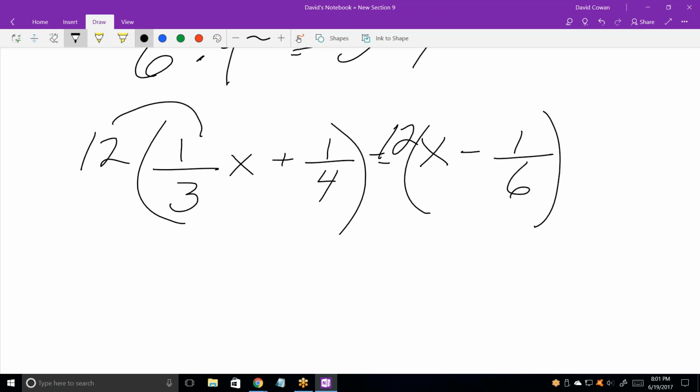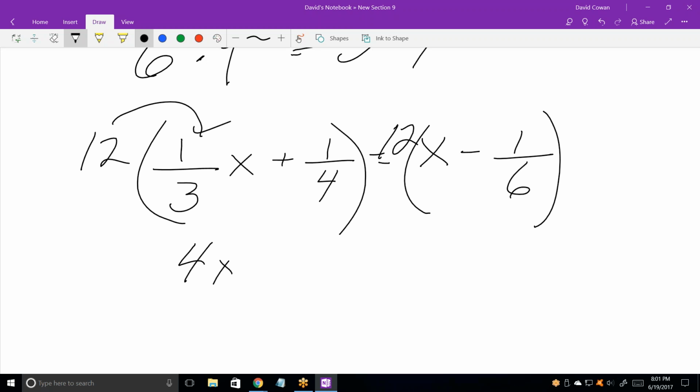What's that? Okay. Do that division in your head. Rather than giving me 12/3 x, I want you to divide 12 by 3 and give me what that number is. It's 4. So it's just 4x.